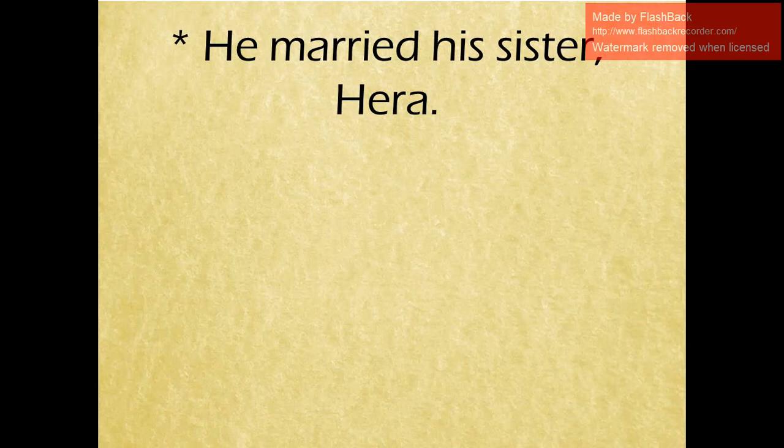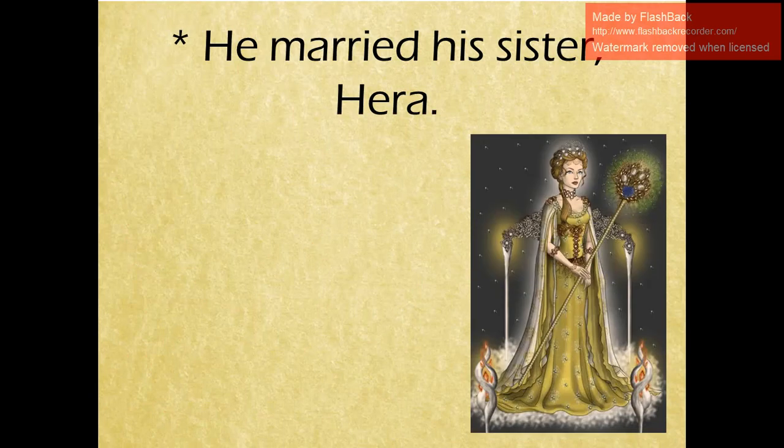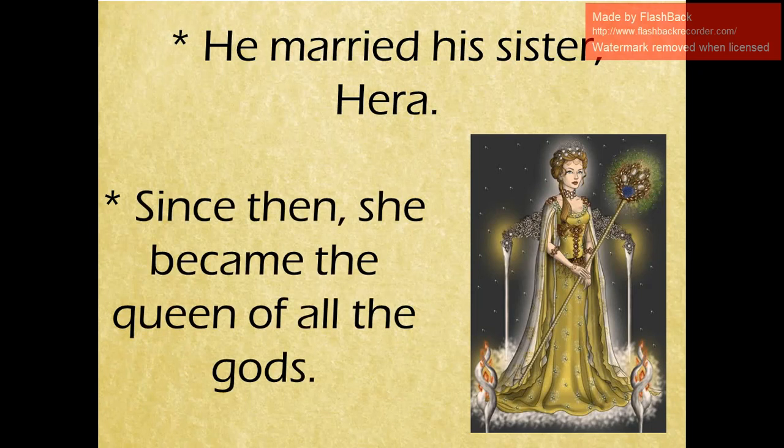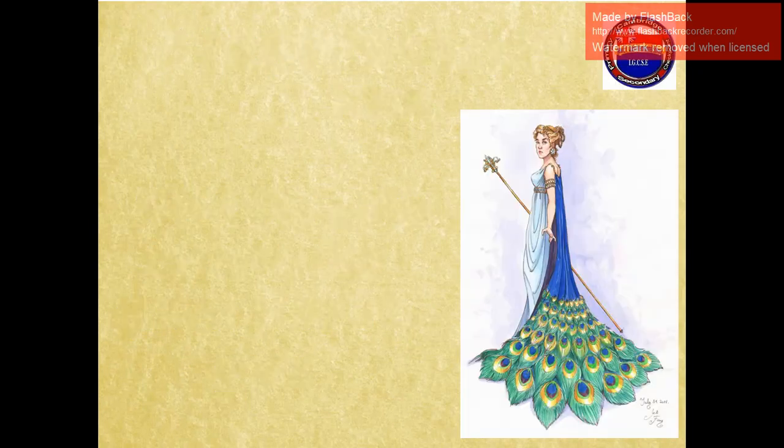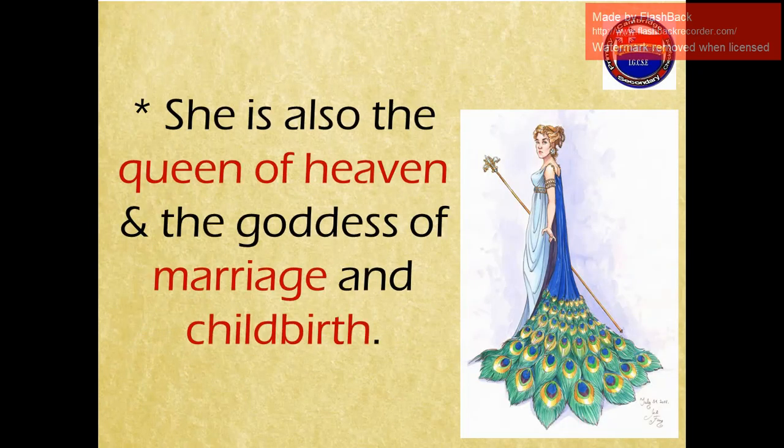Zeus married his sister Hera. This is a picture of Hera. Since he married his sister, she became the queen of all the gods. She also became the queen of heaven and the goddess of marriage and childbirth.